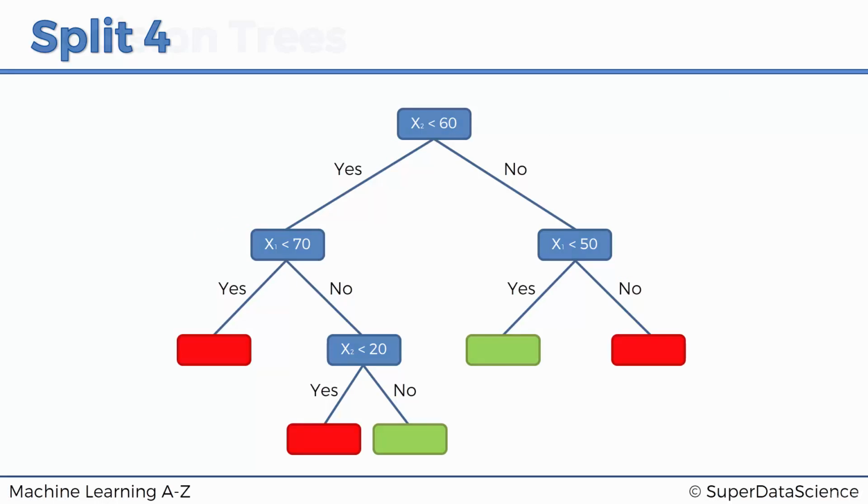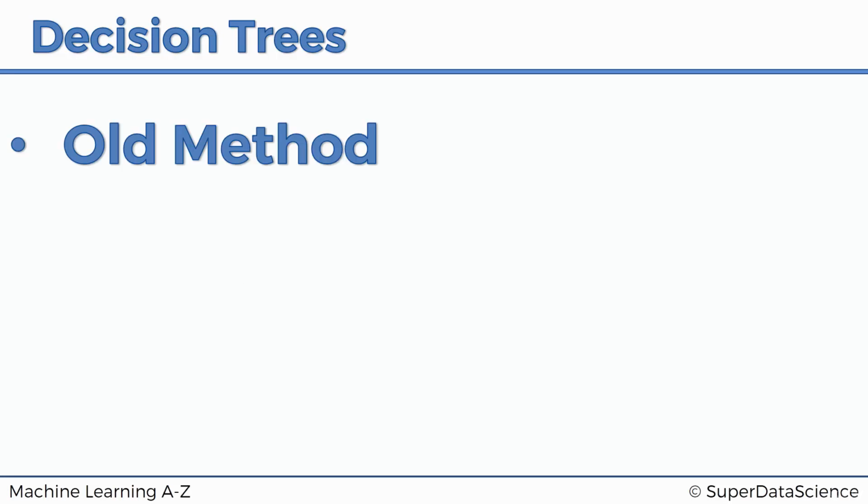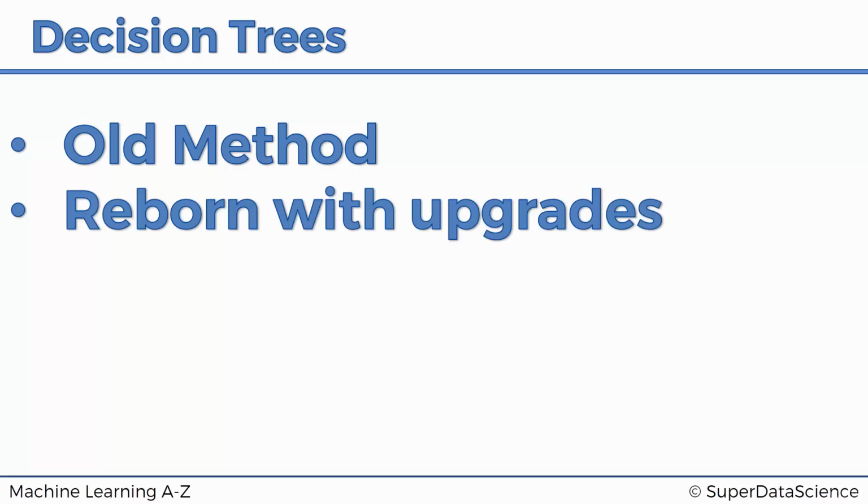And as a final note, I wanted to mention a little bit about the history of decision trees. Decision trees have been around for a very, very long time. And in fact, they are so old that they have recently kind of started to die off. They were still popular about 20, 30 years ago, but recently more sophisticated methods have come to replace them, and decision trees stopped being so popular. And that continued for a while until recently they were reborn with new upgrades, so to speak.